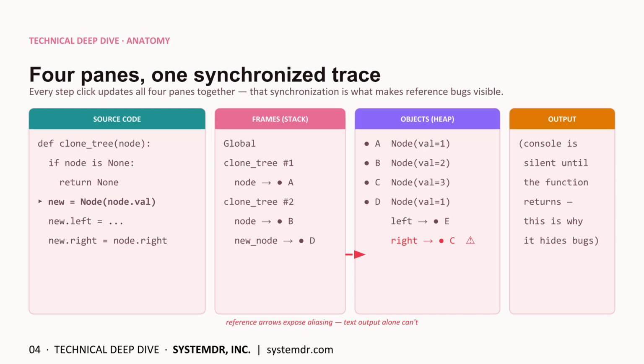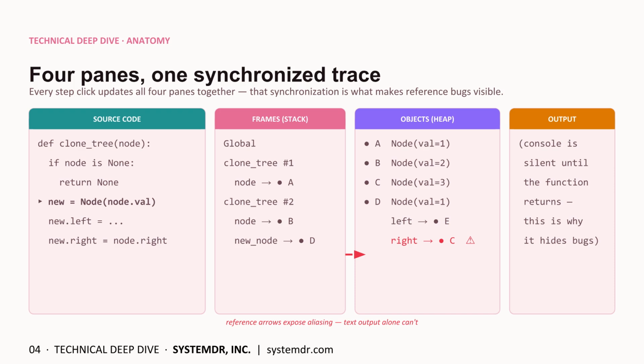Python Tutor's interface has 4 panes, and the key thing to understand is that they're all synchronized. Every single step click updates all 4 together. On the left, the source code pane highlights the exact line about to execute. That's your anchor as you click forward. Next to it, the frames pane. This is the call stack we just talked about, drawn as a literal list. Global scope at the top, then one entry per active call, each with its own local variable bindings.